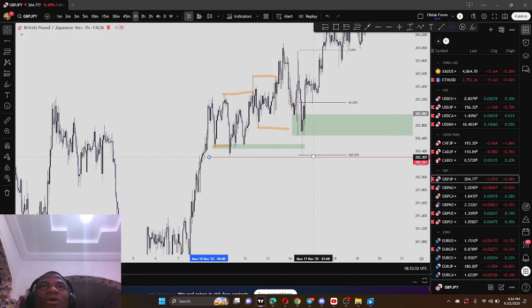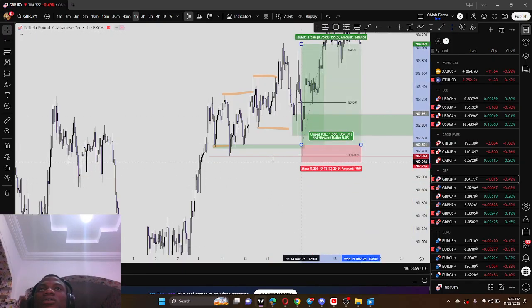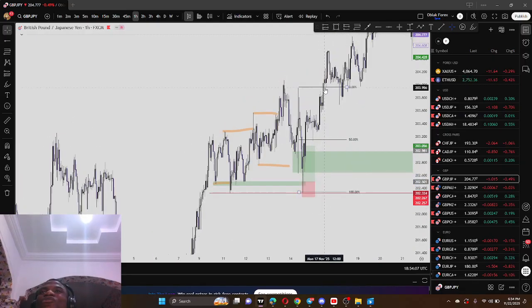Respecting this low, you put your entry like this, your stop loss below the low, and your target is the 1 to 2 RR, and you're out. Slowly, the way you do 1 to 2 RR, the market moved again.